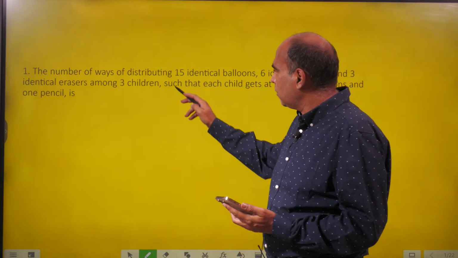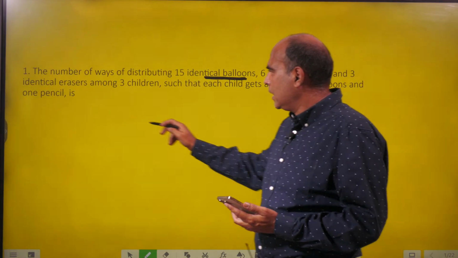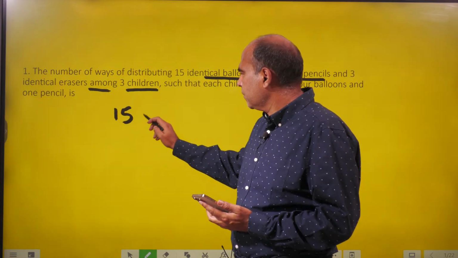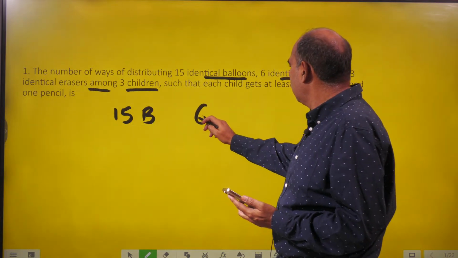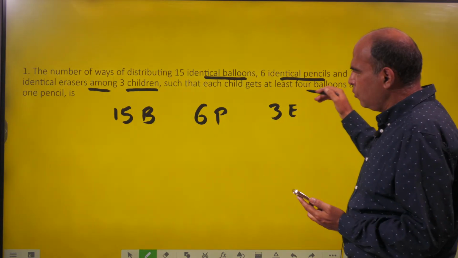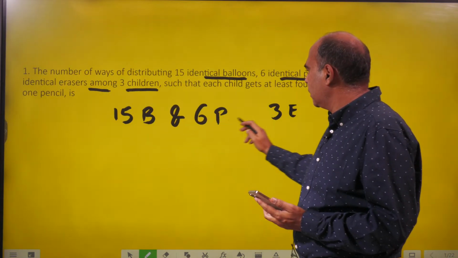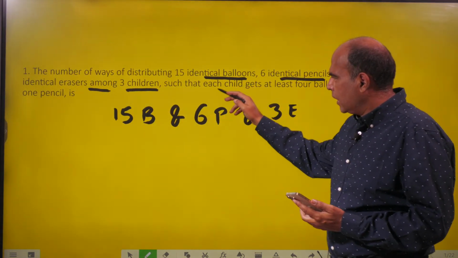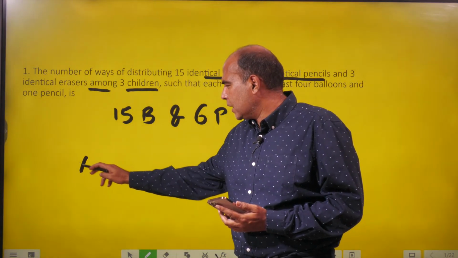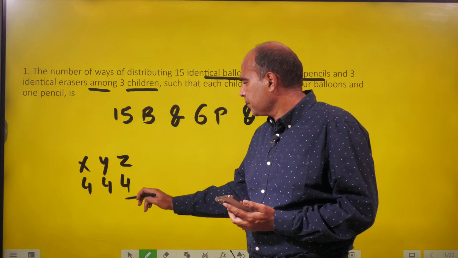The question says the number of ways of distributing 15 identical balloons, 6 identical pencils and 3 identical erasers among 3 children. So you have 15 balloons, 6 pencils and 3 erasers, and you have to distribute these, with the condition that each child gets at least 4 balloons. So if there are 3 children, X, Y, Z, everybody should get at least 4 balloons minimum.